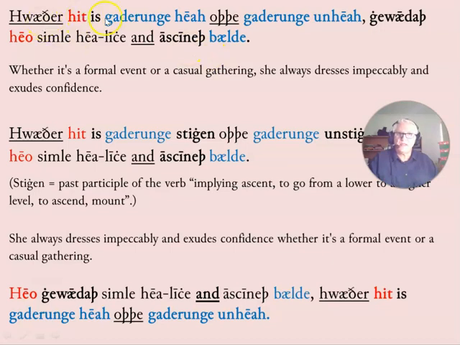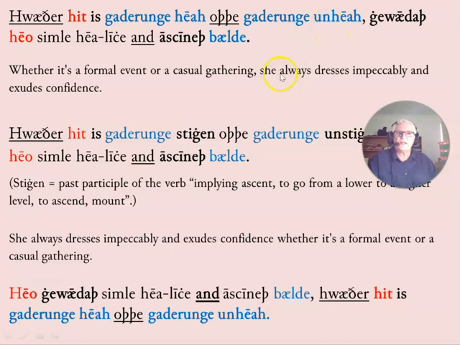So whether it is a formal event, gadarunga heg, you can imagine a high gathering, a high-level gathering, or gadarunga unheg. This is how I rendered it. I had to resort to high and unhigh to give a sense of a high gathering and a low gathering. All right? Formal event is a high gathering, casual gathering is a low gathering, low event. You know, that's how I had to render it anyway.